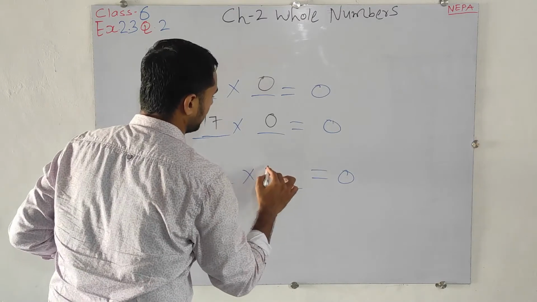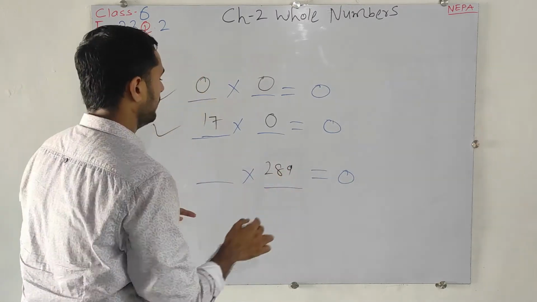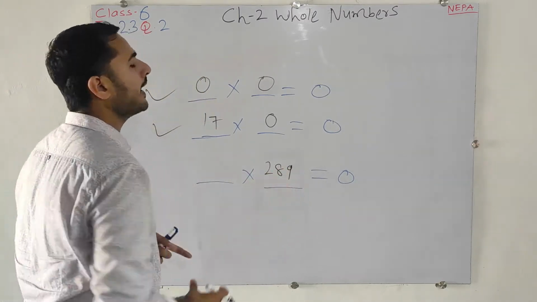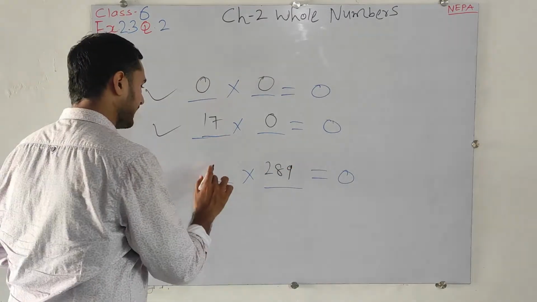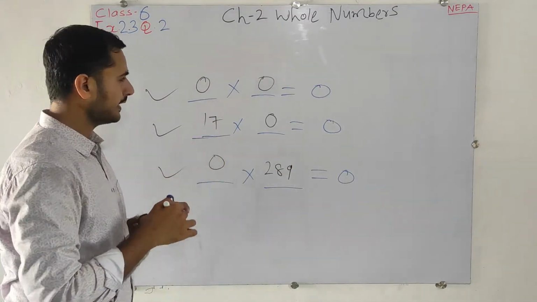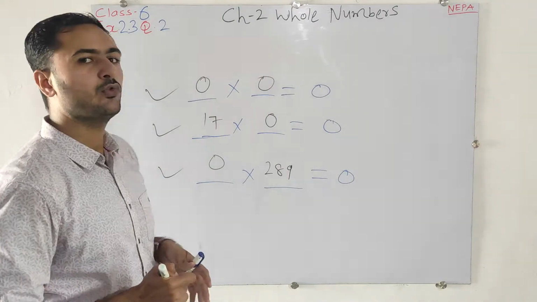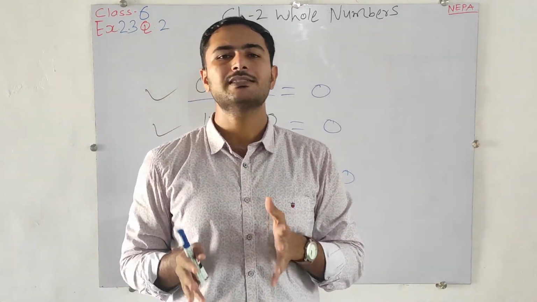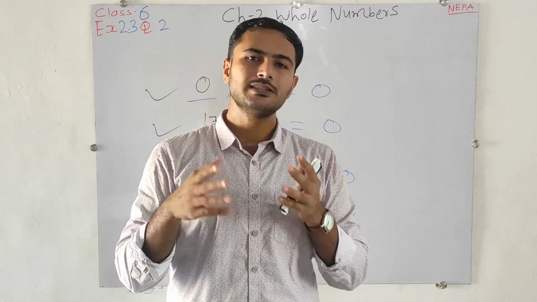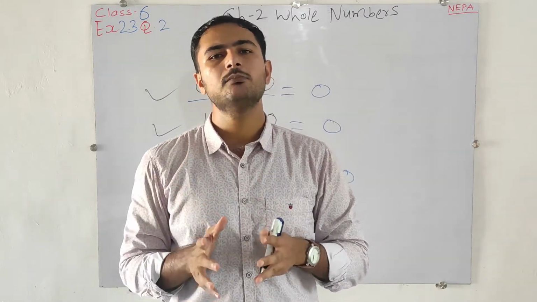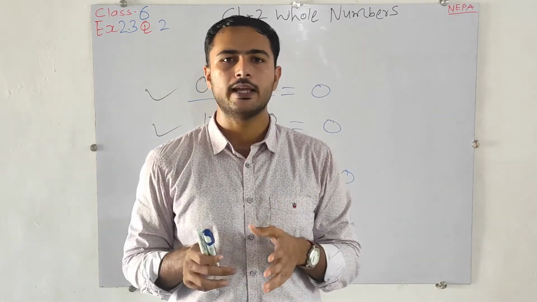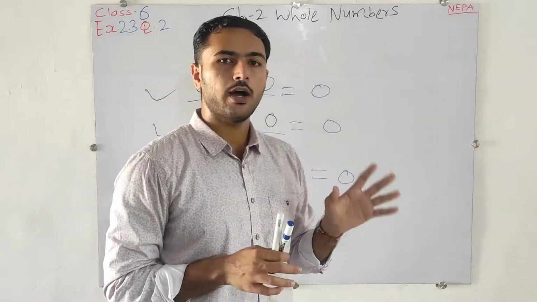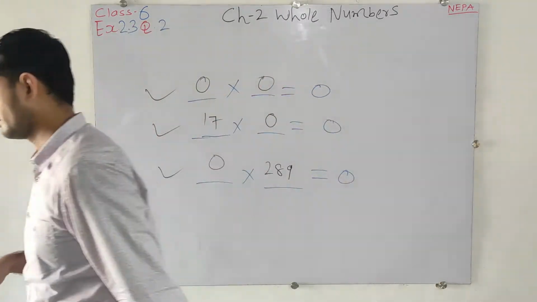Now let's shuffle the numbers. If I write here 289, so blank multiplied by 289, the answer is 0. So that can again be 0 only. So in this way we found that if the multiplication of two numbers is 0, it means both the numbers or any single number is 0. Okay, just pause the video and note it down.